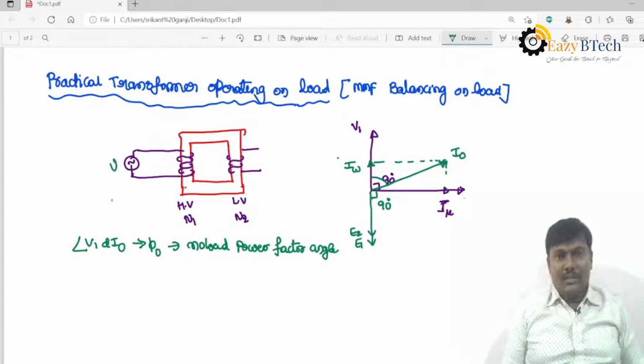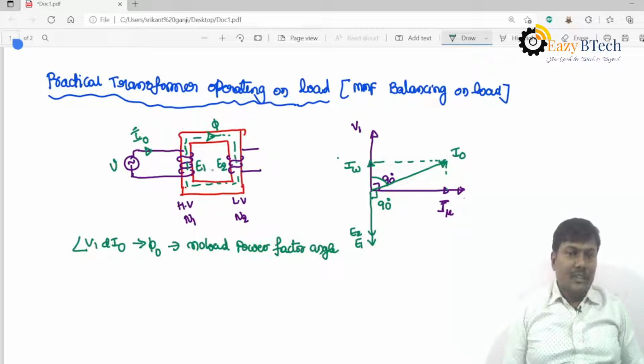Whenever a sinusoidal voltage is given to the transformer primary winding, an alternating current flows through the primary winding, which produces an alternating flux. This flux links with the primary winding and secondary winding, and according to Faraday's law of electromagnetic induction, an EMF is induced in the primary and secondary. If the transformer is operating under no load condition, the current drawn is I0, that is called the no load current.